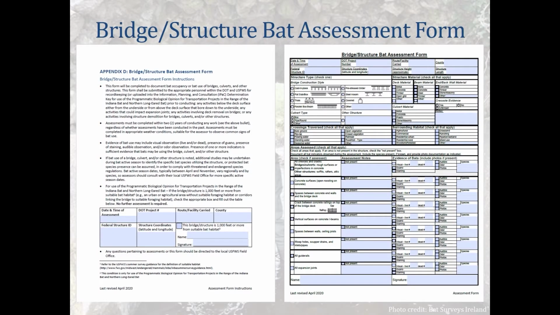Data sheets are important for recording bat occupancy or bat use of bridges, culverts, and other transportation structures. This form was developed to aid in the implementation of the programmatic biological opinion for transportation projects in the range of the Indiana bat and the northern long-eared bat.